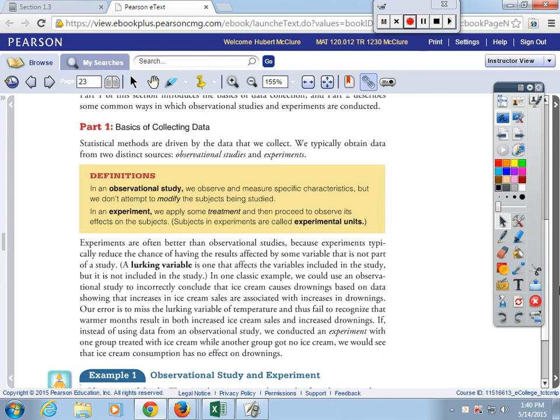Now, what if I shocked them every 5 seconds with a cattle prod? Would that be observational or would that be experimental? When you start influencing the observation, that becomes experimental. When you have something to do with the outcome, that's experimental.